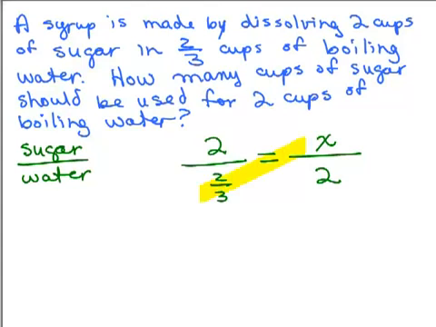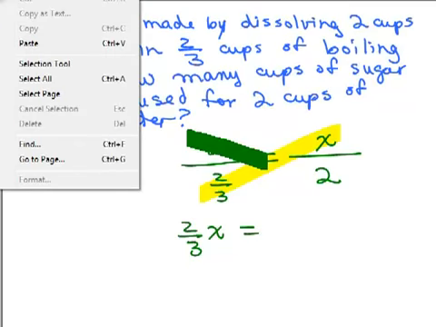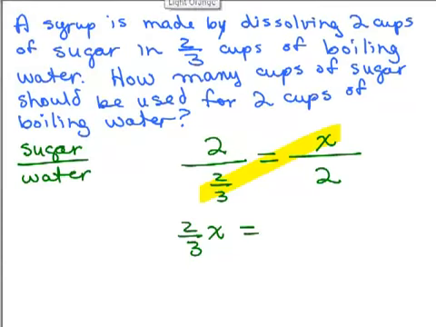So we could do 2/3 times x equals 2 times, whoops, that's a mistake. Sorry. 2 times 2, which is 4. And now we can solve this equation.